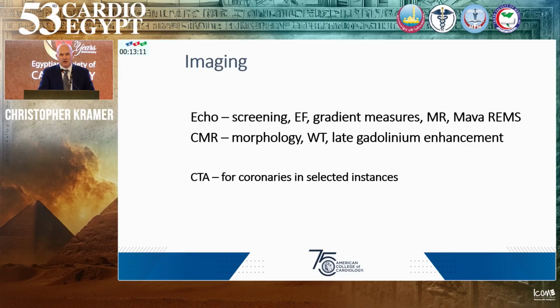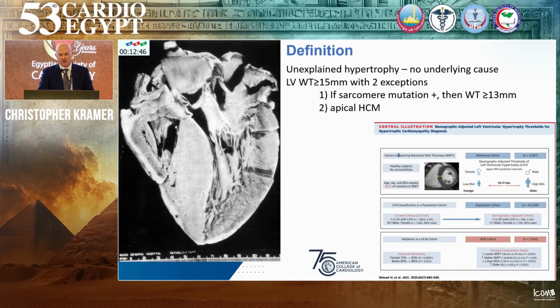For CMR, we use it as the best method for assessing the morphology of HCM, best method for identifying the wall thickness, and most importantly, identifying scar as a risk factor for sudden cardiac death. We do use CTA selectively in HCM patients with anginal chest pain to exclude coronary artery disease.